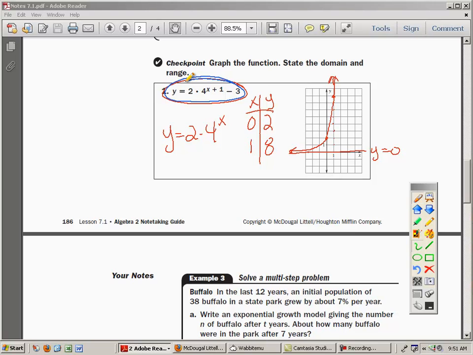Now what we're going to do is, to each of these points, since it says plus 1, translate each of these points left 1 unit. So left 1 unit, and this says minus 3, so down 3. 1, 2, 3. Move this one left 1 and down 1, 2, 3.